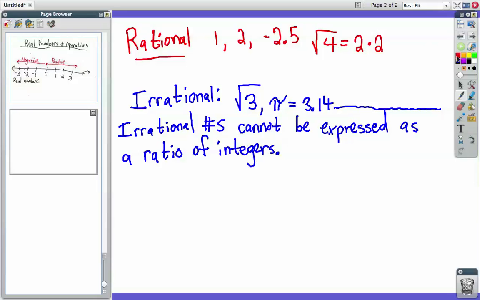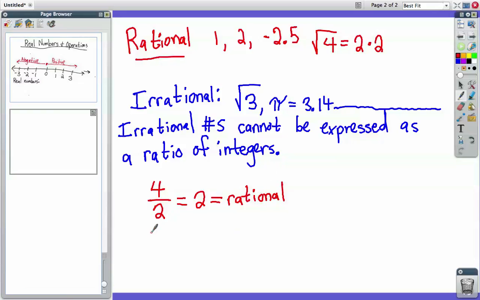For instance, going back to rational numbers, a ratio is any two numbers like this. Let's say this is a ratio. We have 4 over 2. We're comparing these two numbers. And you know that this sign right here means divided by. 4 divided by 2 is 2. Therefore, we know that 2 is a rational number because we can take two integers like 4 and 2 and express it as a ratio of integers.